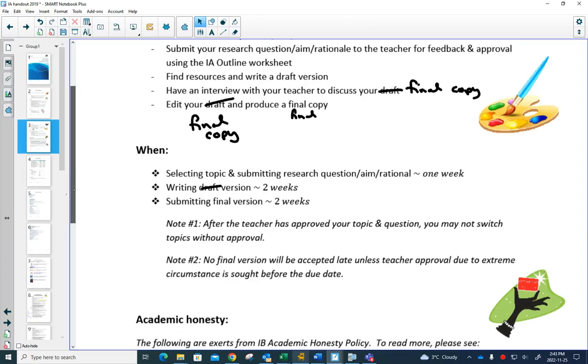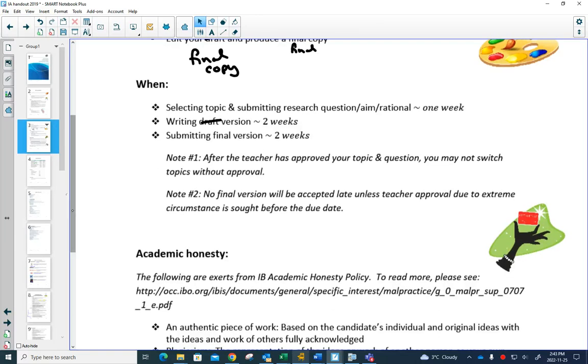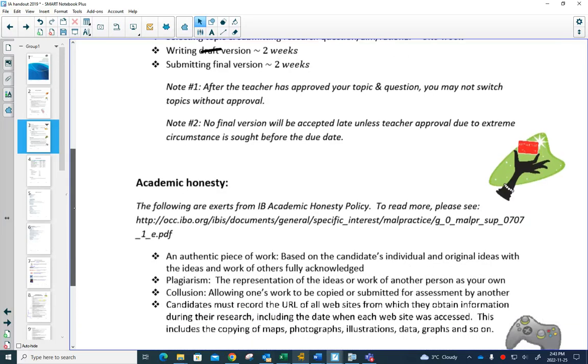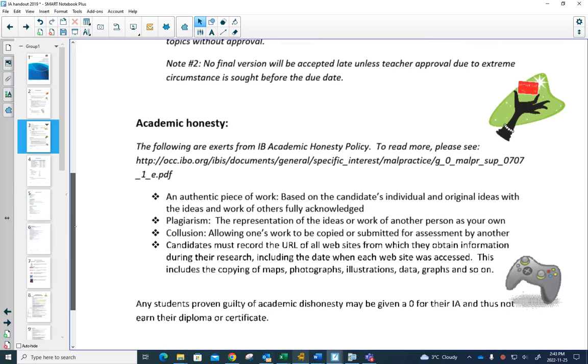Okay. No final versions can be accepted late. Okay? No draft versions can be accepted late. Academic honesty, so you have to make sure that it's your own, and the reason they want you to choose a topic that's interesting to you and justify it, it's because then it's pretty easy to see if someone has plagiarized, right?